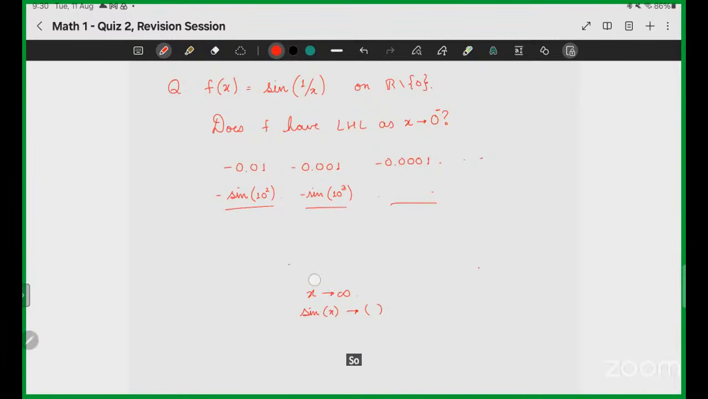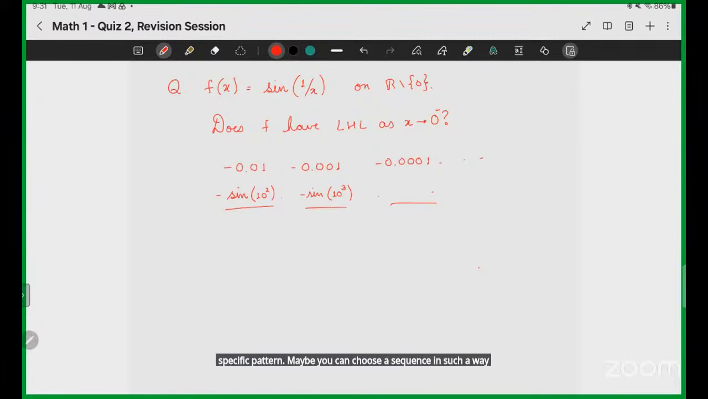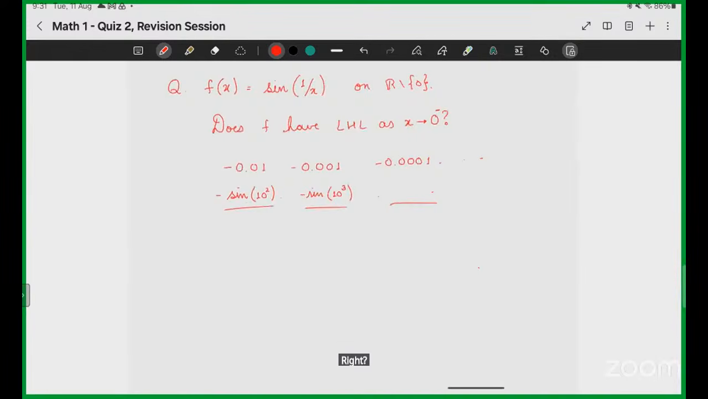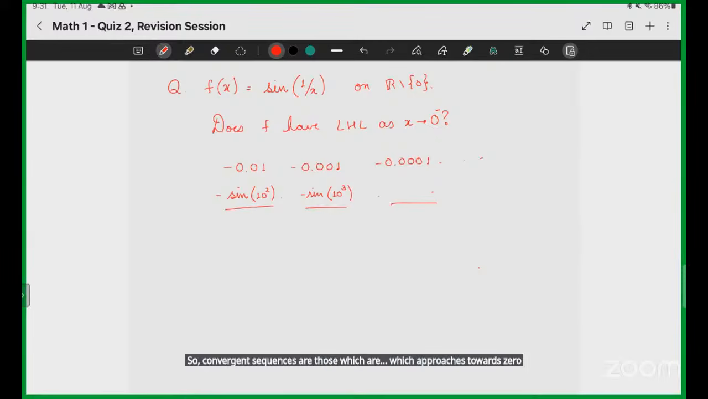So this has no specific pattern. Maybe you can choose a sequence in such a way that it will go to zero, but this has to happen for all sequences, right? Convergent sequences are those which approach a particular real number. It need not be zero, but it has to be some real number. In this case, it is continuously oscillating between +1 and -1. There is no one particular real number it is approaching.